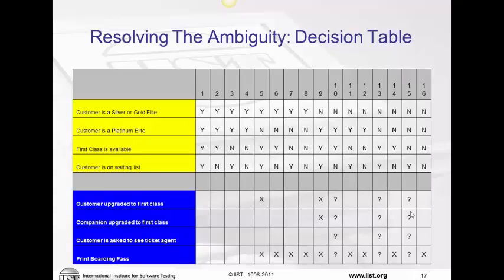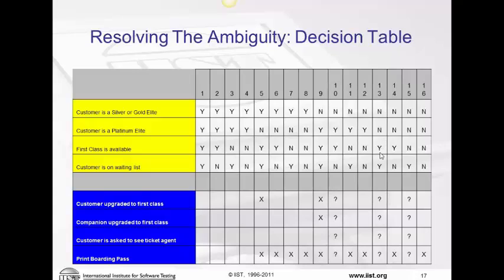Here's how the table looks. The question marks here mean that I don't know. The requirement didn't tell me. The requirement didn't tell me what to do if the person is not gold or silver or platinum and there is no first-class seat available, but they are in the waiting list. The requirement didn't say anything about that.